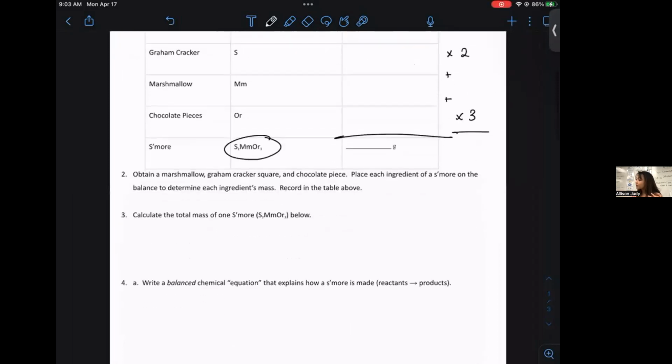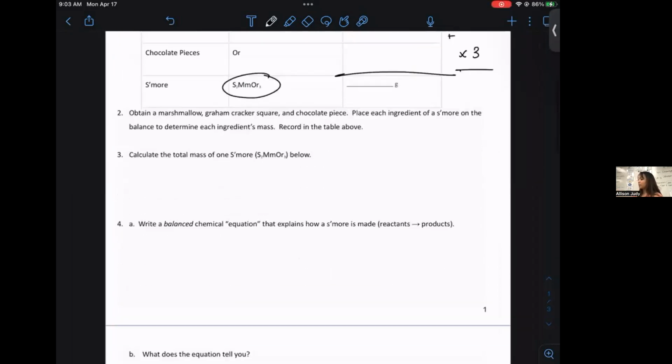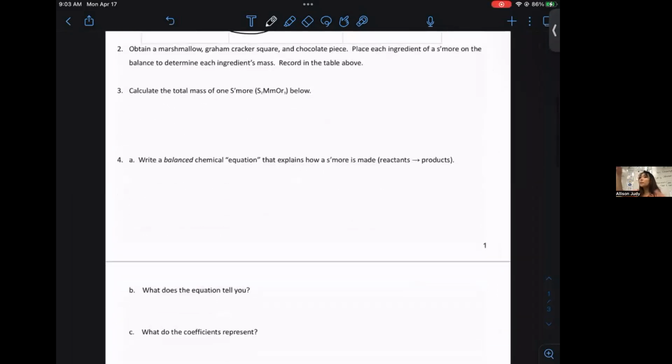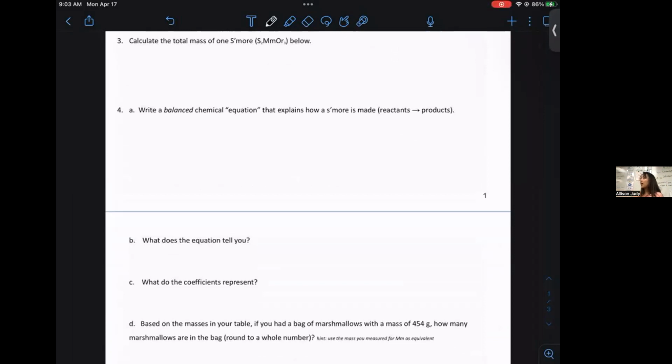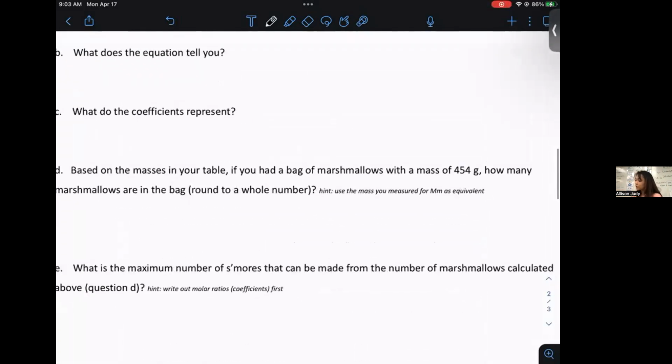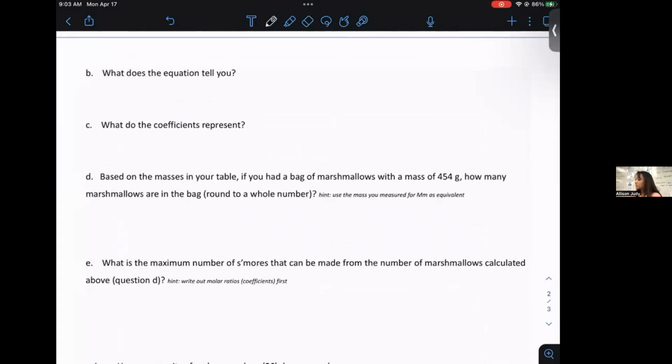So you're going to walk yourself through several steps, okay, where it's going to one by one ask you to consider things. And the trick is here. I want you guys to set up unit conversion style. So like for one of these questions, let's say question D, part D. Based on the masses in your table, if you had a bag of marshmallows with a mass of 455 grams, how many marshmallows are in the bag?